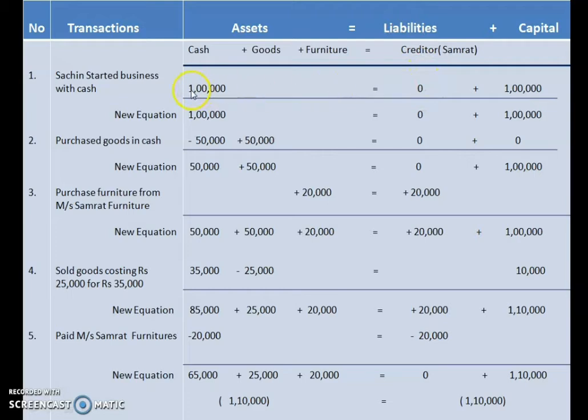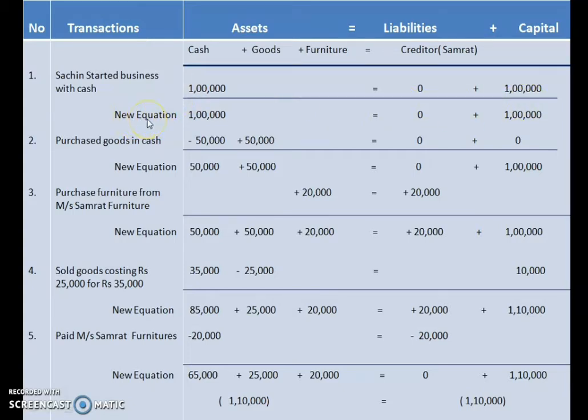So with this transaction, you got 2 items, that is one is cash, the other one is capital. Okay, so that you have written. Now you have to draw a line. Then just below the line, you write down the new equation.